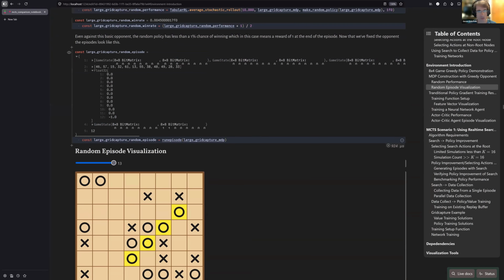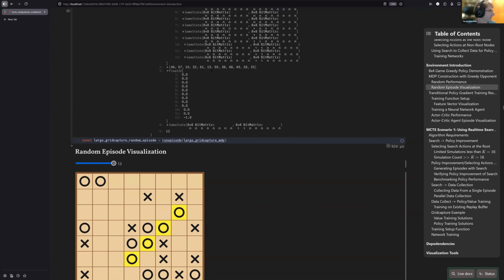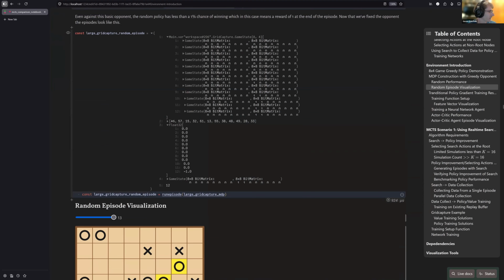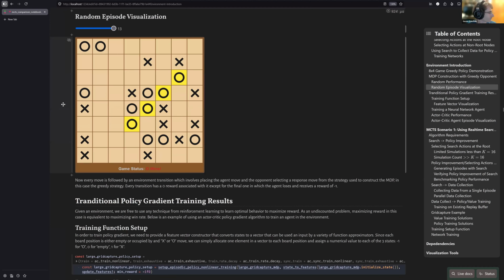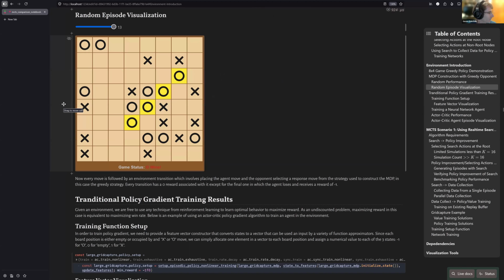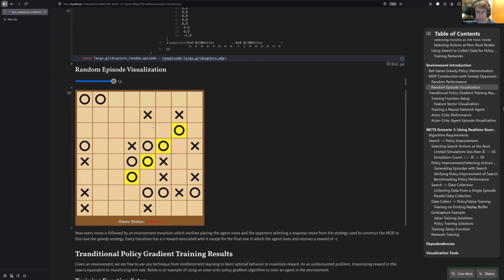And this is what all these MDP episodes have, this structure where we have the list of all the states visited, the list of all the actions taken by the agent, and then the rewards. And then this is the terminal state. Okay. Any questions about this so far?